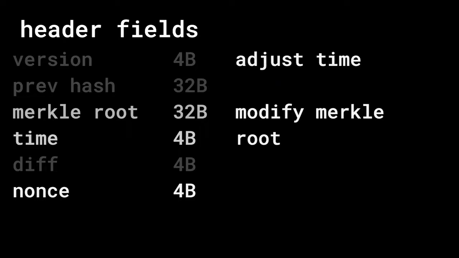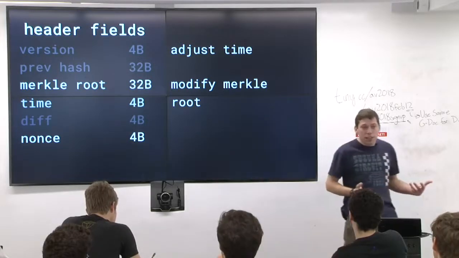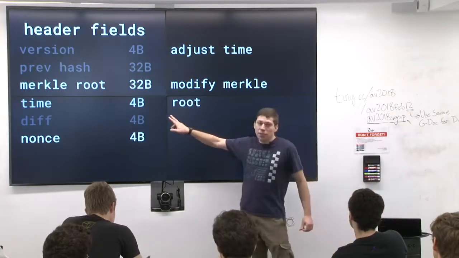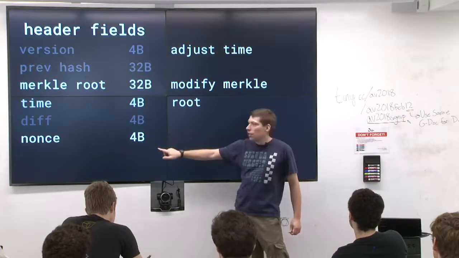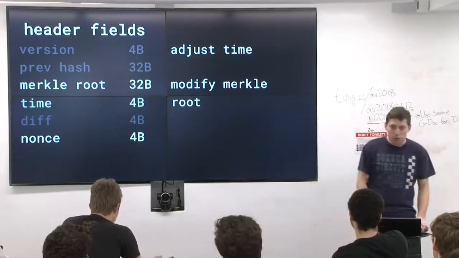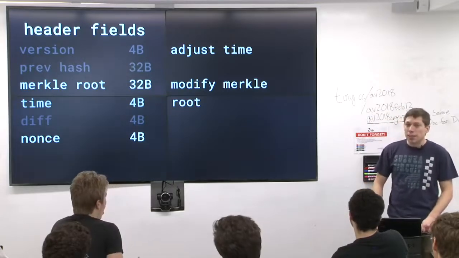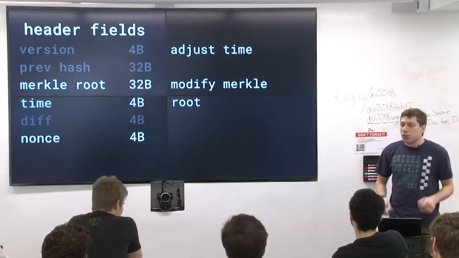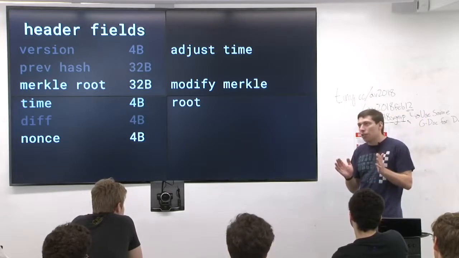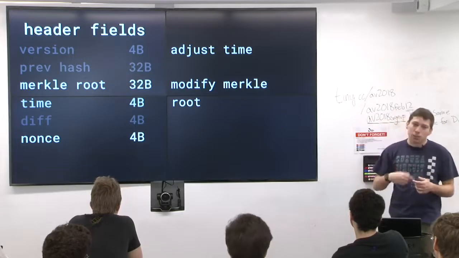So time, if you're off by a few seconds, nobody cares. So use the low bits of this time field as part of your nonce. It's kind of in the wrong place, but you can make chips to twiddle these bits as well. You can say, I'm just going to take the least significant 4 bits of my time field and use them as nonce space randomly.